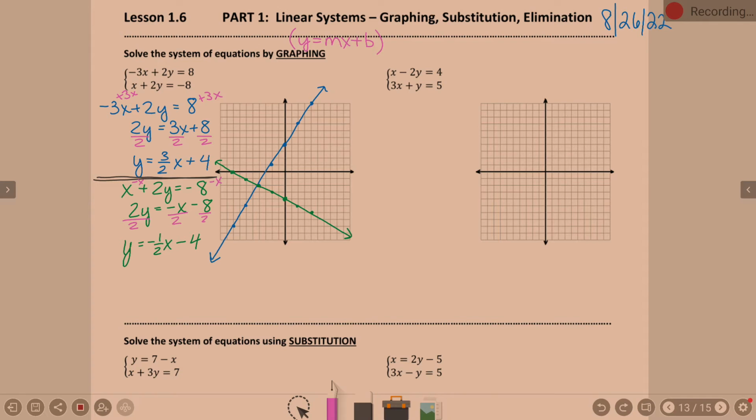What's the answer? I need more than just the graph. The intersection point. What is the intersection point? -4, -2. Okay. So today, we want the whole ordered pair.